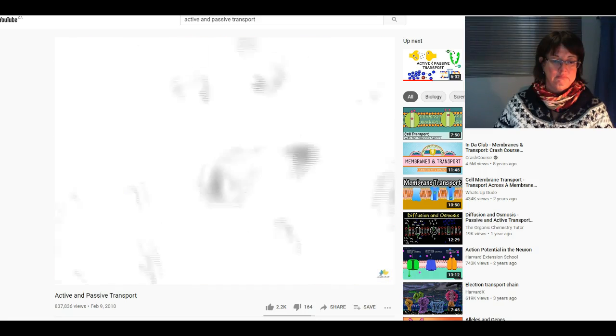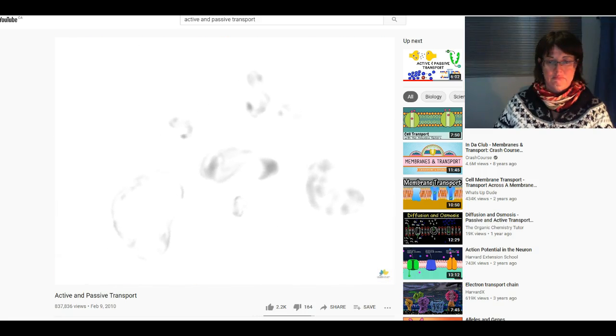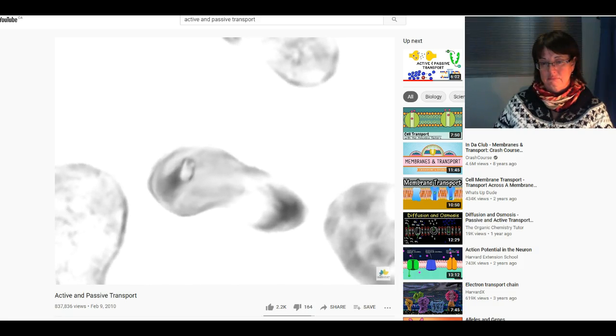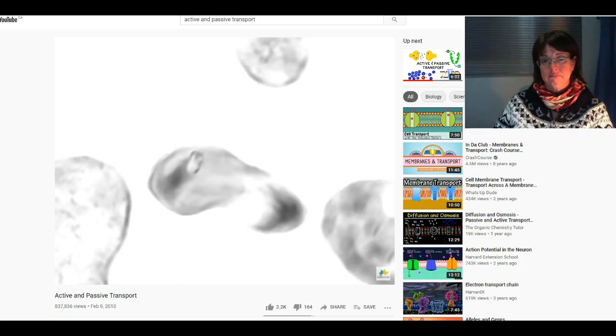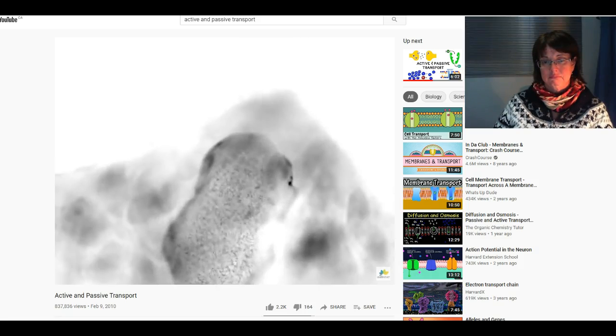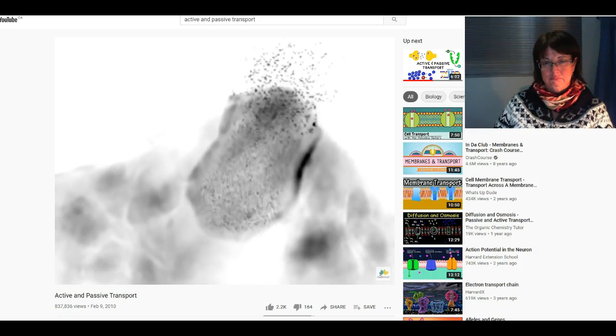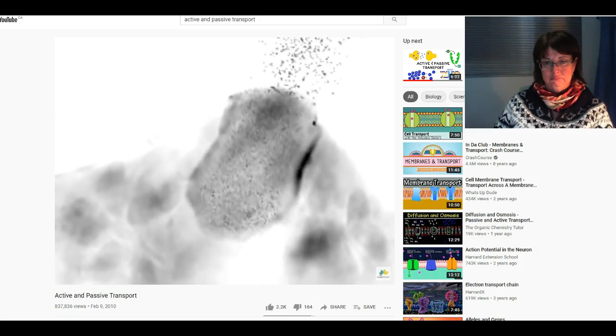A function of some cells is to manufacture or synthesize materials for export. In many cases, this material is made up of large molecules like proteins that cannot pass through a plasma membrane. The process of exocytosis enables the cell to pass this material out of the cell.